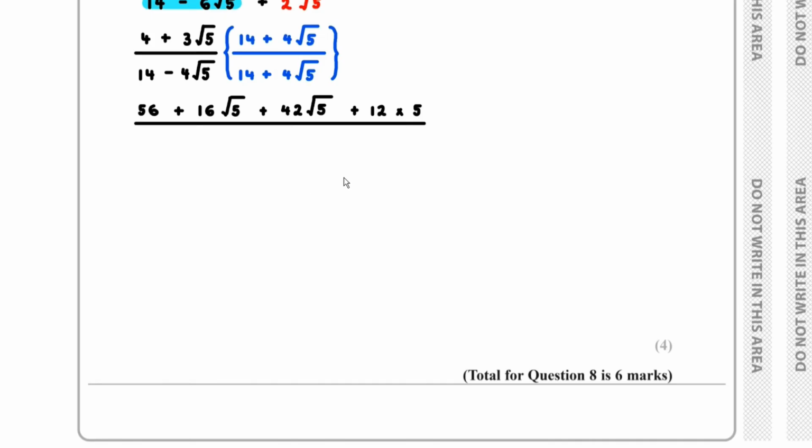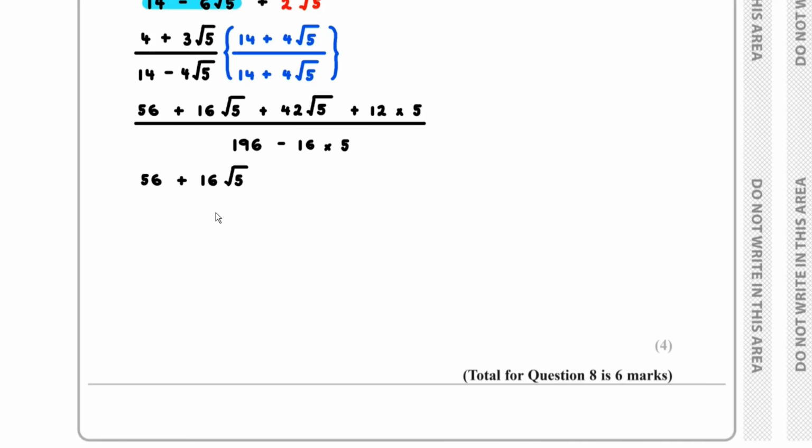And for the denominator, we have a difference of 2 squares. 14 times 14, that's 196. And we subtract from this 4 root 5 multiplied by 4 root 5. 4 times 4 is 16. Root 5 times root 5 is 5. So we subtract 16 times 5. Let's simplify as much as we can.